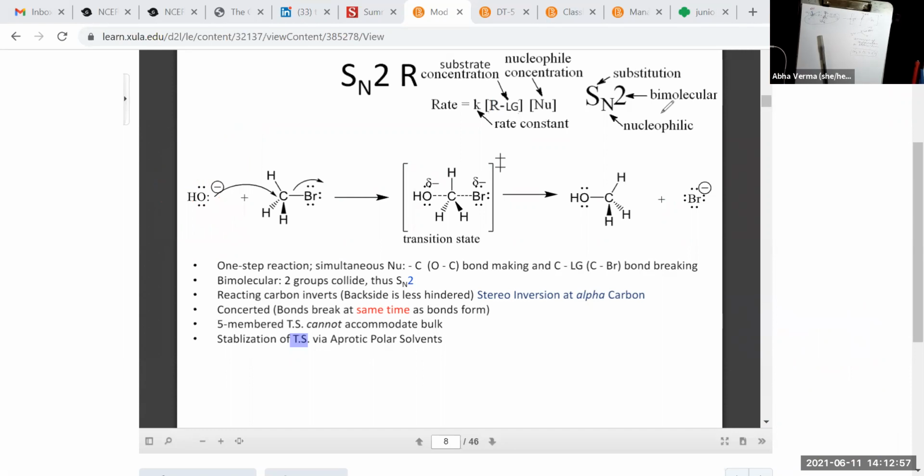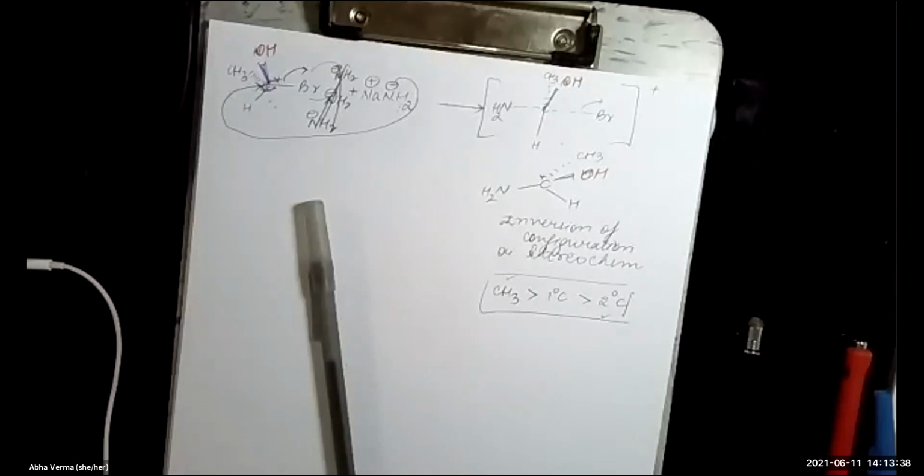So having protic solvents in SN2 would not work well. Aprotic polar solvents are what will stabilize our transition state. If you remember, what does a polar aprotic solvent look like? It looks something like this. These will have partial negative charges. Partial negative charges will be able to aggregate around this transition state, giving the leaving group and the nucleophile time to react. There are a couple of things that we have to remember about SN2 reactions.